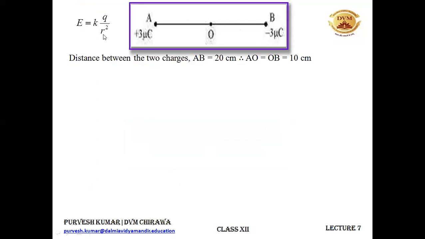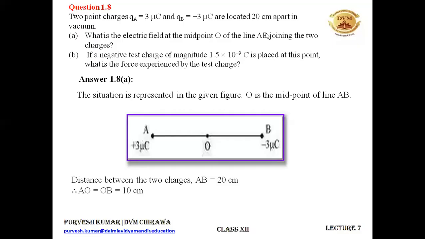Two participants have raised hands, so let me answer them first. Since you have asked me to explain it again, let me explain it to you again.